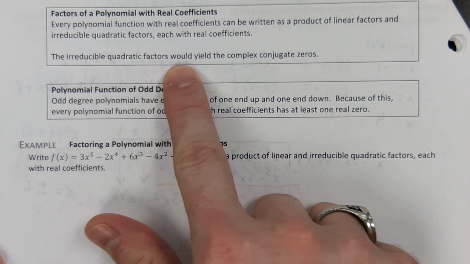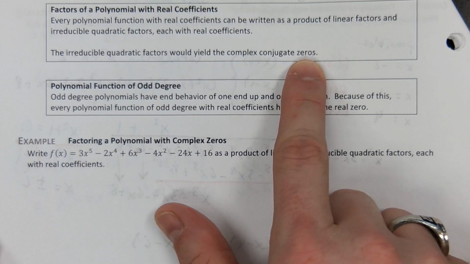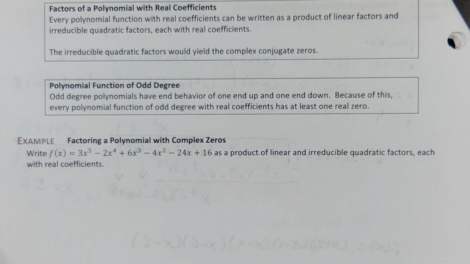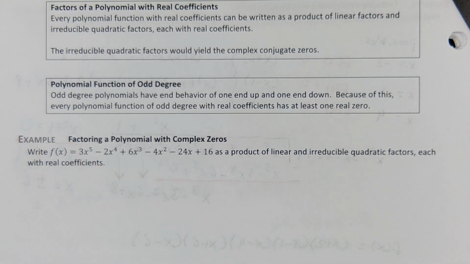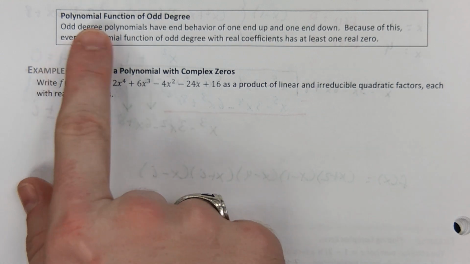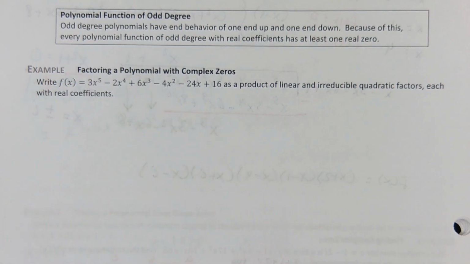The irreducible quadratic factors would yield the complex conjugate zeros. That doesn't mean every irreducible quadratic factor gets complex conjugate zeros, but that is where they will come from. Now, in this last example, we had a 4th degree polynomial and we found out it had no real solutions, right? This next box says odd degree polynomials, because they have end behavior of 1 up and 1 down, are guaranteed to have at least one real solution because the endings point different directions, forever up, forever down. One of them will encounter the x-axis, at least one of them.